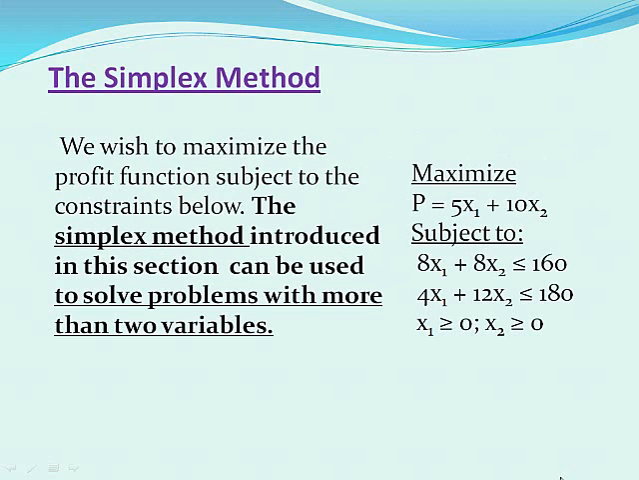The simplex method. We wish to maximize the profit function subject to the constraints below. Maximize p equal to 5x1 plus 10x2 subject to 8x1 plus 8x2 less than or equal to 160, 4x1 plus 12x2 less than or equal to 180, where x1 and x2 are both greater than or equal to 0. The simplex method introduced in this section can be used to solve problems with more than two variables.